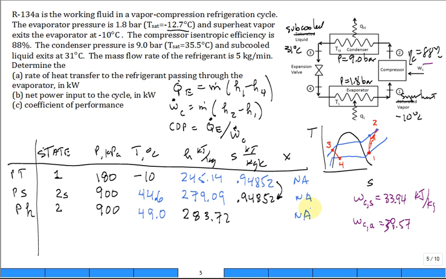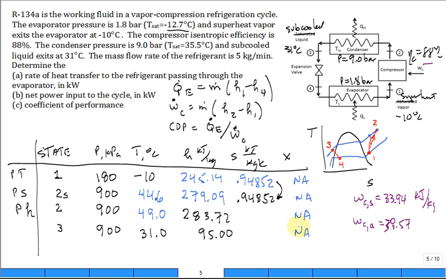Now we go to state 3. What information was given? It's 900 kilopascal, and it's subcooled to 31 degrees C. So we look up the value, and the enthalpy is 95.00. That's a dramatic drop in enthalpy, isn't it? All that because of cooling in the condenser. And if you wanted to, you could look up the entropy, but it's not needed. And the quality, unfortunately, is not needed either.